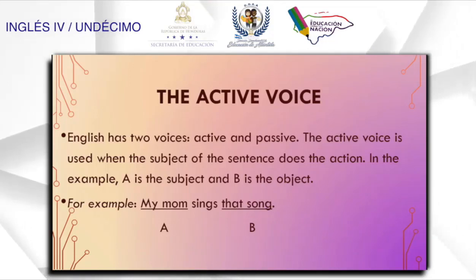El inglés tiene dos voces, activa y pasiva. La voz activa se usa cuando el sujeto de la oración realiza la acción. En el ejemplo, A es el sujeto y B es el objeto. Por ejemplo, mi mamá canta esa canción. A es el sujeto y B es el objeto.